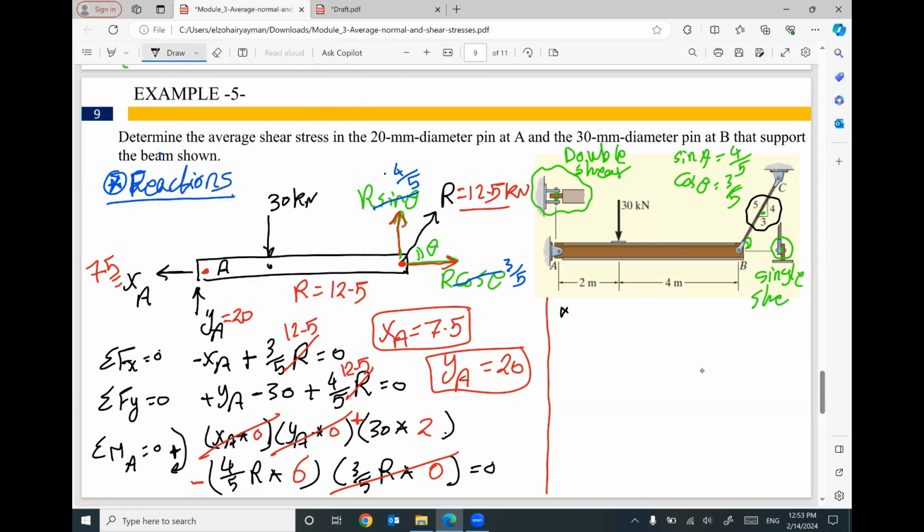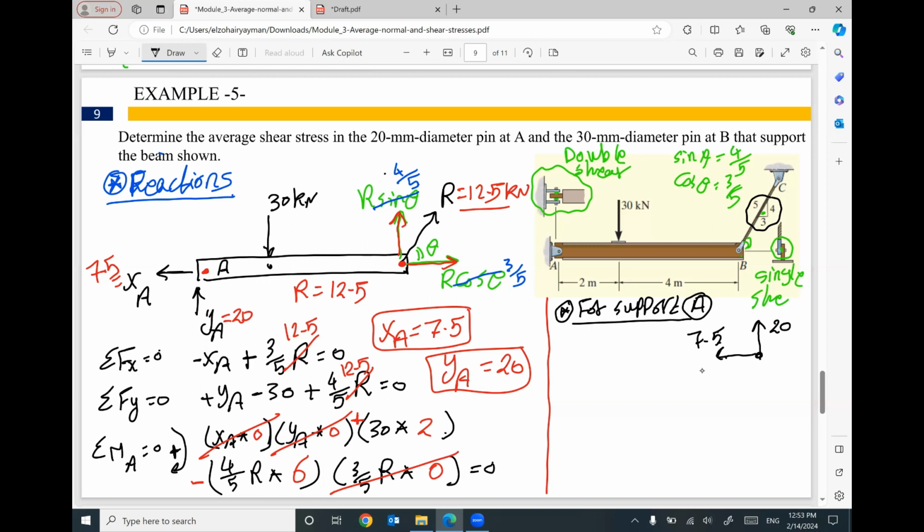I'm gonna start with support A. At point A, we have a horizontal reaction like this, 7.5. We have a vertical reaction like this, 20 kilonewton.